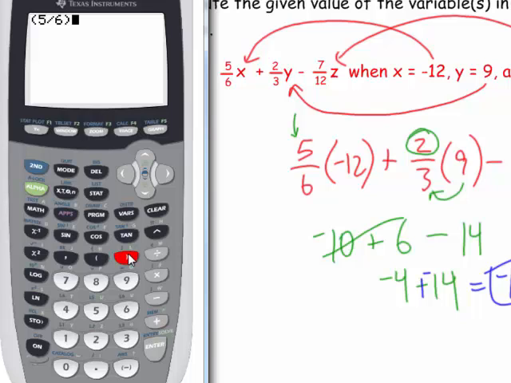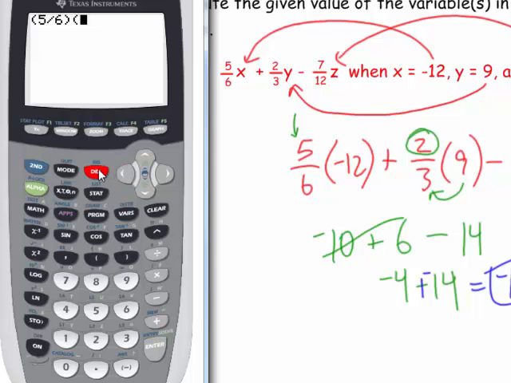So there's my fraction. And we're multiplying by negative 12, right? So I can either hit times or I can simply just put it in parentheses, because that's the same thing as multiply. Just like that. So that's 5/6 times 12. Uh-oh, what did I forget? I forgot a negative sign, right?